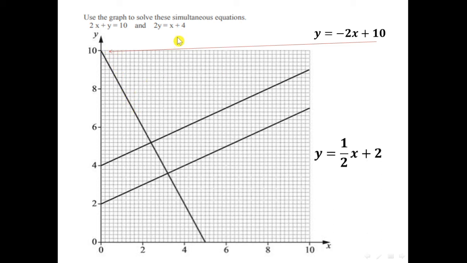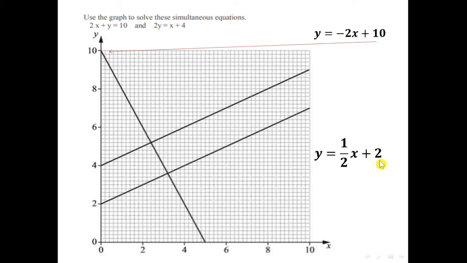Okay, what about the next one? The next one will be like this: y equals 1 over 2 x plus 2. The coefficient of x, 1 over 2, is the gradient of the equation. I'm speaking about this number, which represents the intersection of the equation with the y-axis.